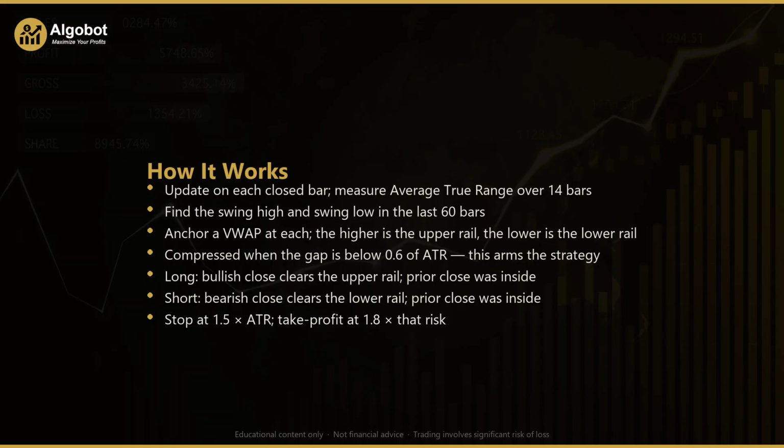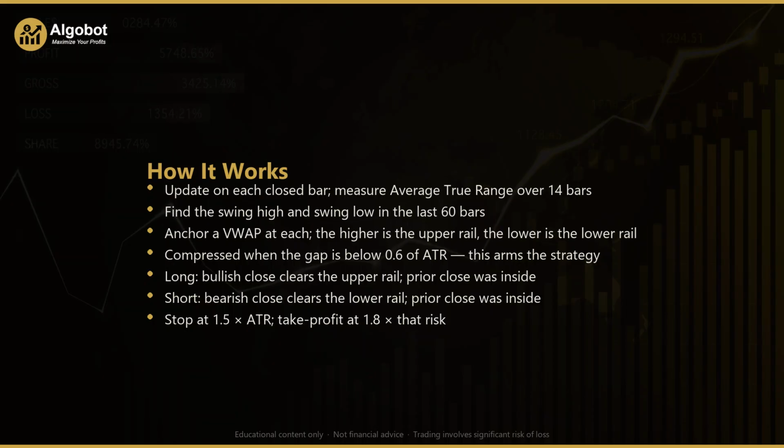Then the strategy checks for a break. For a long, the freshly closed candle must be bullish. Its close must sit clearly above the upper rail by a breakout buffer of 15% of average true range, and the previous bar's close must still have been inside. In other words, this is the first decisive push above the coil. When that lines up, the strategy signals a buy at the ask.